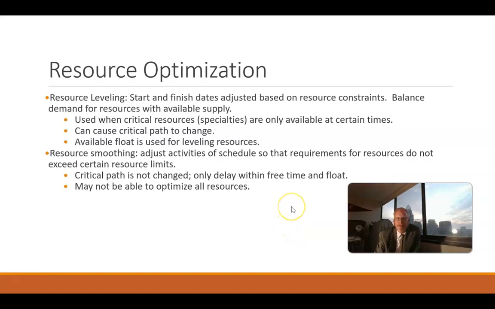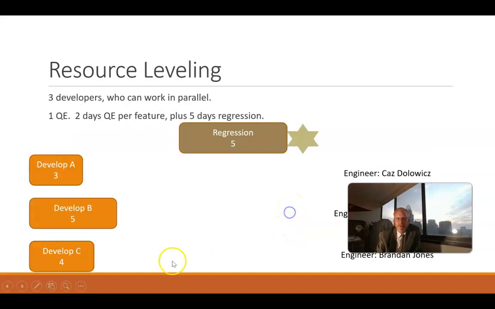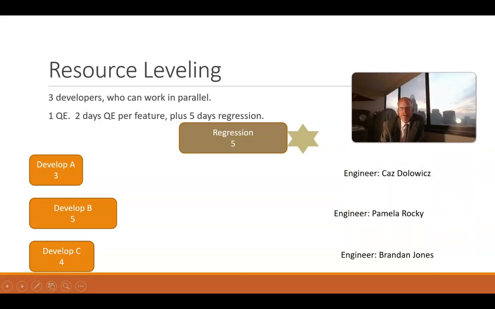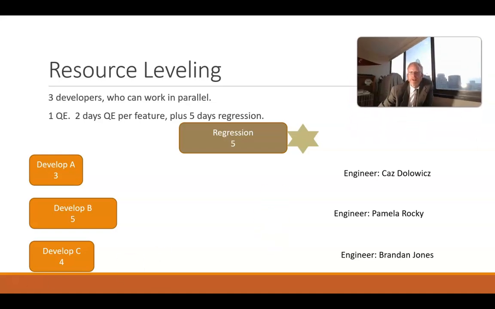I believe this is a lot easier to visualize when we look at an animation. So here I have some kind of software I'm going to develop. And I have 3 engineers, Kaz Dolowitz, Pamela Rocky, and me, Brandon Jones, and 1 quality engineer. Now, each item being developed requires 2 days of quality checks, so 2 days of quality engineering time. And then at the end of the project, we need a total of 5 days of regression.